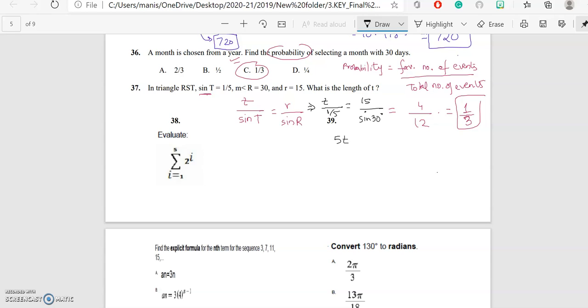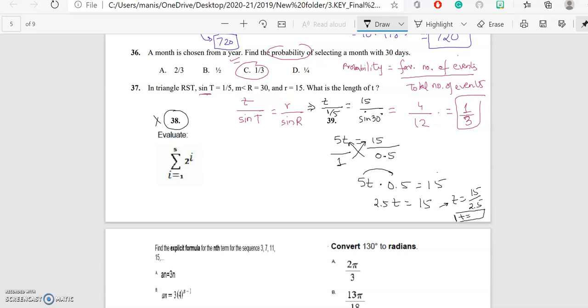Next step will look like this: 5t is equal to 15 over sine 30. Sine 30 is 1/2 or 0.5. You can check your calculator. This is cross multiply. So it gives you 5t times 0.5 is equal to 15. After this, I'll multiply 5 with 0.5. I will get 2.5t is equal to 15. And after this, t is equal to 15 divided by 2.5. Now you have to solve this and find the answer for t. Please make sure you are taking notes, you're writing this. And for this time, we are skipping question number 38. Alright, so let's keep rolling.